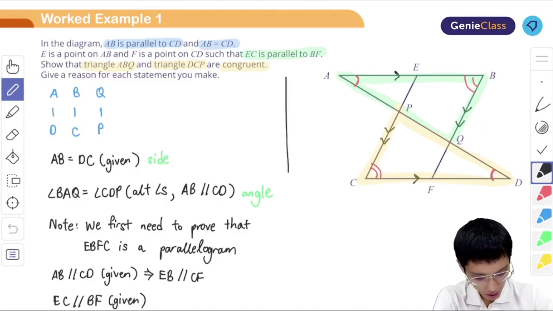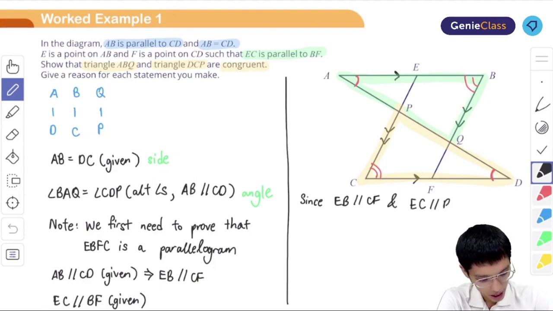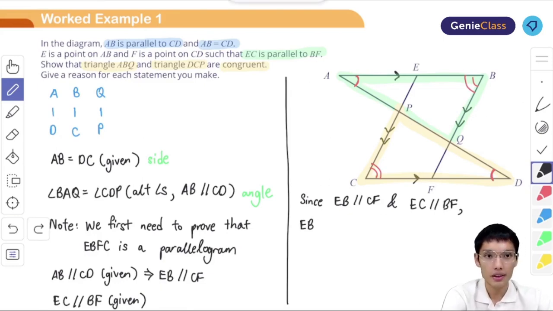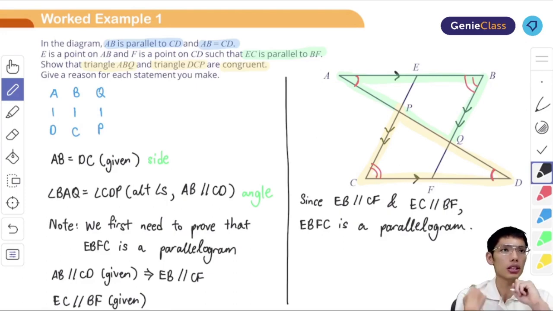So that's where we can conclude, since EB is parallel to CF and EC is parallel to BF, then I can finally say my EBFC is a parallelogram. Sorry for the sudden pause. I understand that I might be blocking the word, so I will disappear in a moment. It's a parallelogram. Oh, I'm not blocking it. That's a good sign.